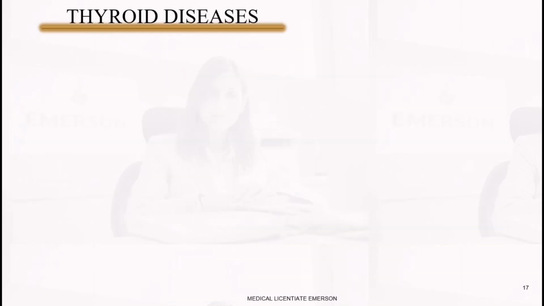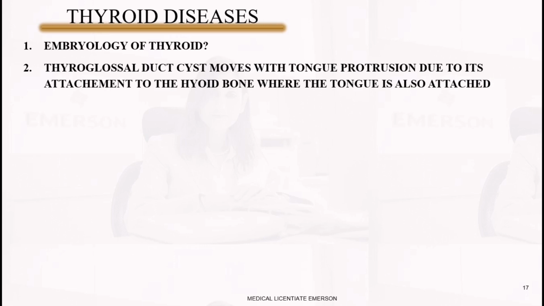Then thyroid disease, so we need to know the embryology of the thyroid, the thyroglossal duct. A patient with a thyroglossal duct cyst, when you tell them to protrude their tongue, you find that the cyst will move with tongue protrusion due to its attachment to the hyoid bone, which the tongue is also attached to. Okay. Then antibodies to test for in thyroid diseases. You need to know what antibodies you need to test for in thyroid disease.